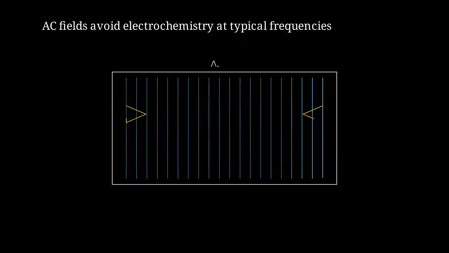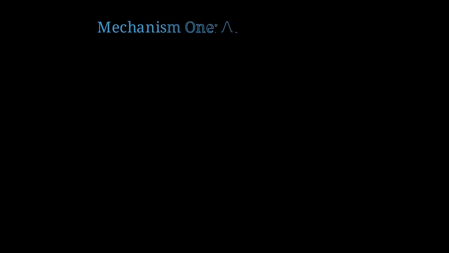So we have a channel filled with electrolyte solution. Two electrodes on either side apply an alternating voltage. The field penetrates the fluid. Now multiple physical mechanisms activate. The first mechanism is AC electroosmosis, abbreviated ACEO. This is perhaps the most important pumping mechanism in microfluidics.